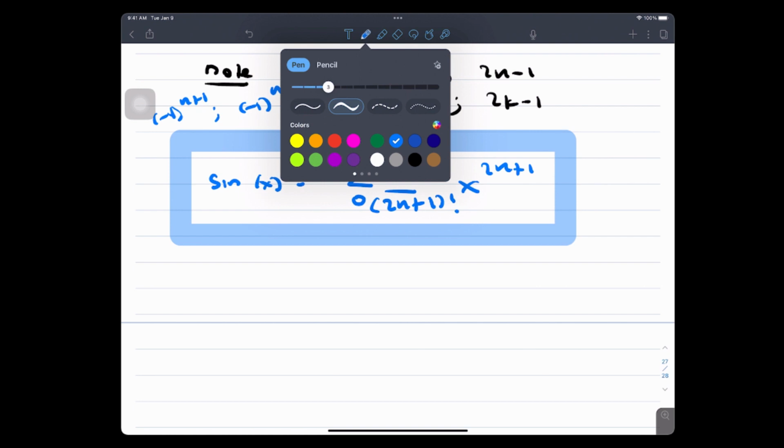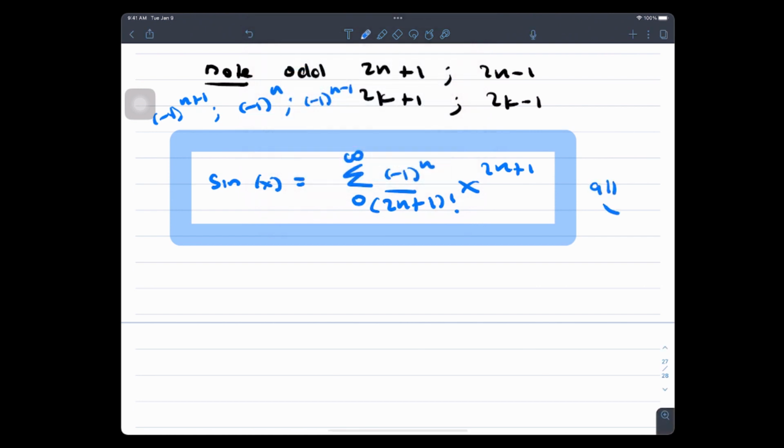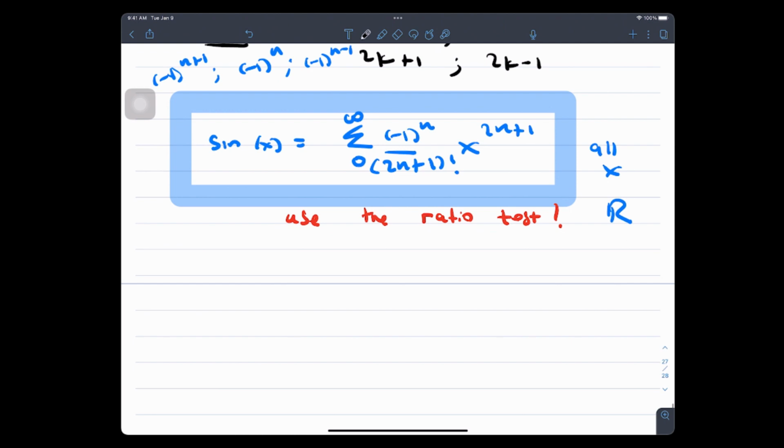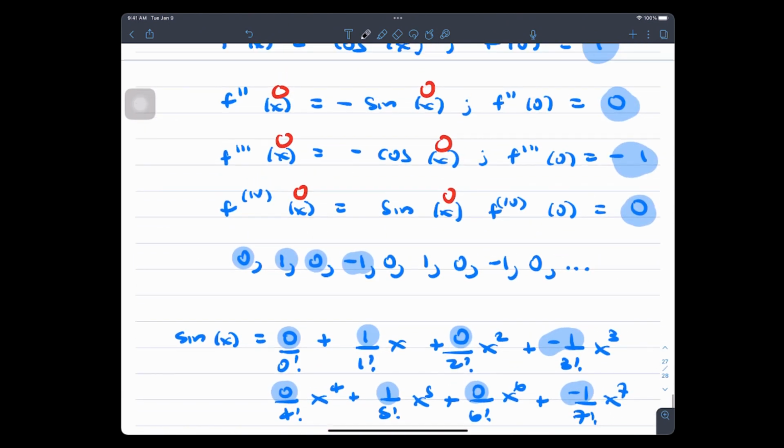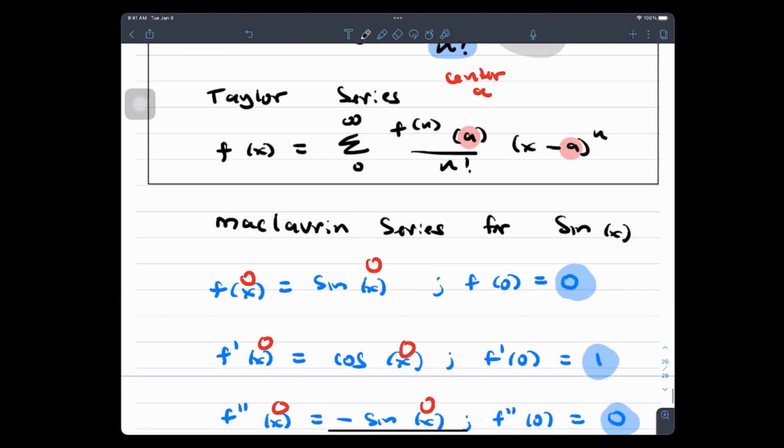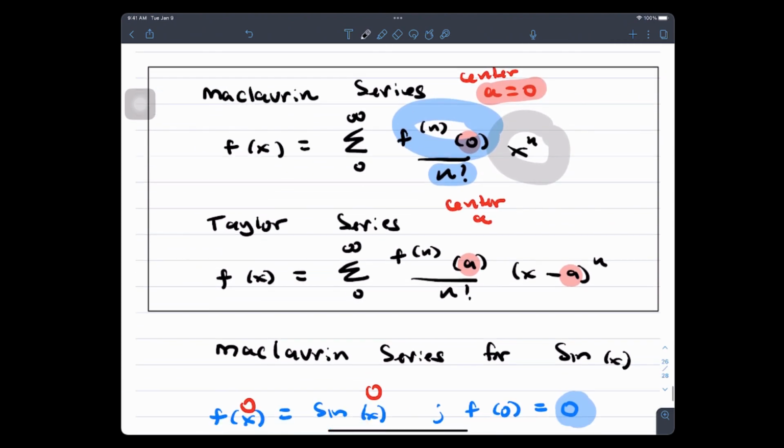And then you say, well, how do they know this is for all x? Well, you could use the ratio test. So this is good for all real numbers. So I want you guys to also note, now remember, this is the Maclaurin series expansion. This is around what? Around 0. The center is at 0, Maclaurin series.